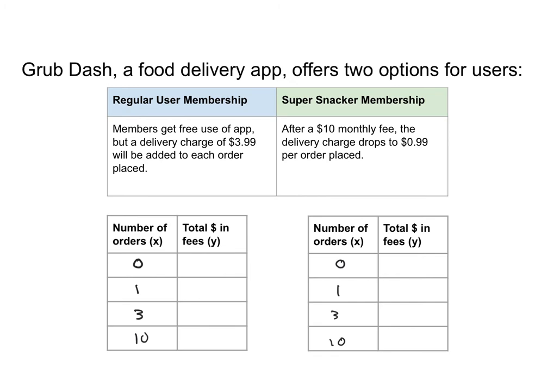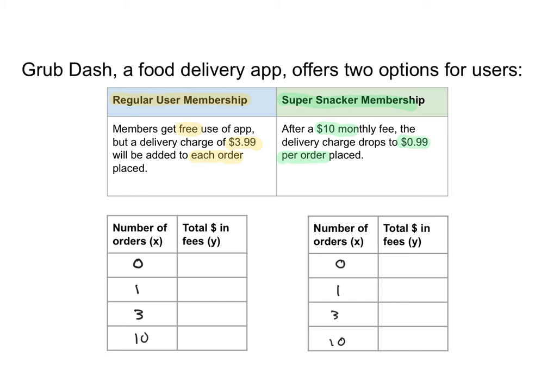So in the situation we're going to look at today, we're looking at GrubDash, a food delivery app that is offering two different options for users. Our first option is our regular user membership. Members can get free use of the app, but a delivery charge of $3.99 will be added to each order. And in the Super Snacker membership, after a $10 monthly fee, the delivery charge drops to 99 cents per order.